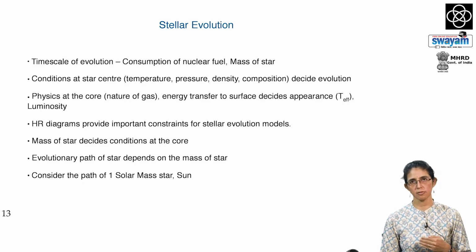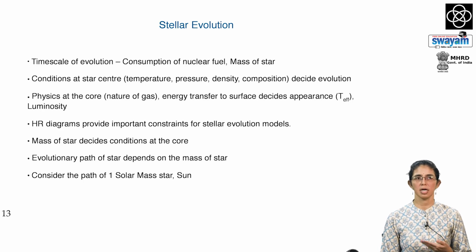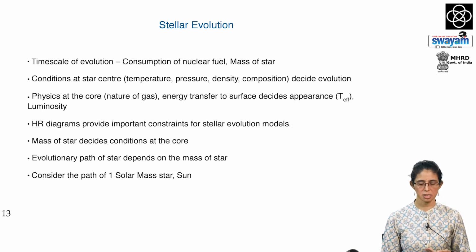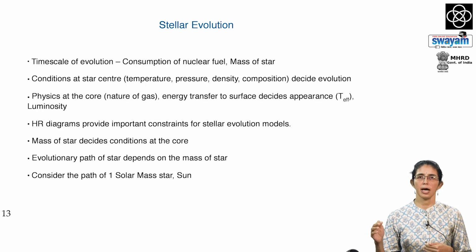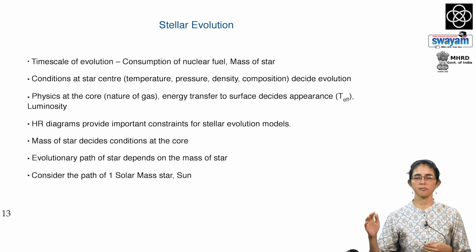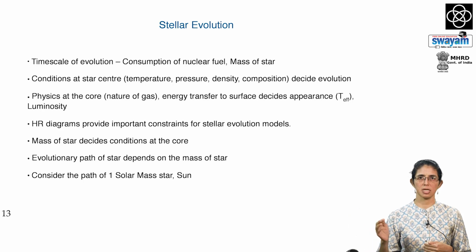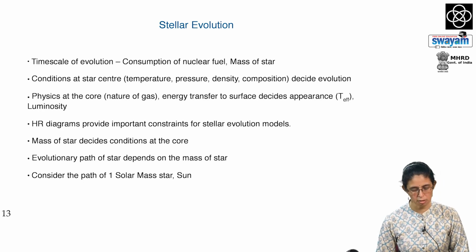In order to understand evolution, one has to understand the physics: how matter behaves under conditions of different temperature, density and composition, how the energy is produced, which is already seen, how it is transferred to the surface, and how this energy is transferred from the surface out into space, that is what we receive, the luminosity. So, all these processes are required if we are to have an understanding of how stars evolve.